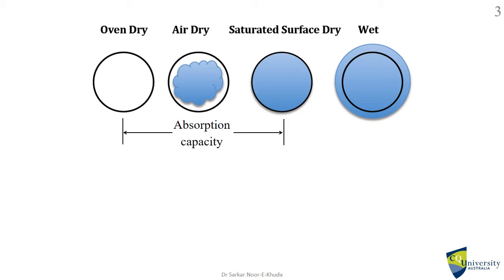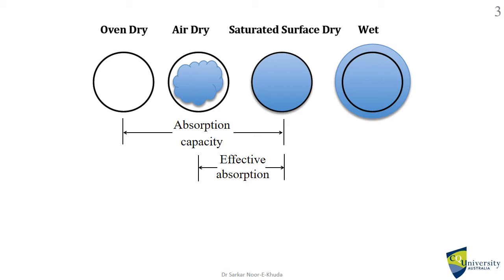In the previous slide, we mentioned that the pores within the aggregate particle are partially filled in an air dry state. The amount of water required to reach the saturated surface dry state from the air dry state is called effective absorption. At this point, let us do a little brainstorming. Look into the figure and let's understand which value will be larger between absorption capacity and effective absorption. It will be absorption capacity.